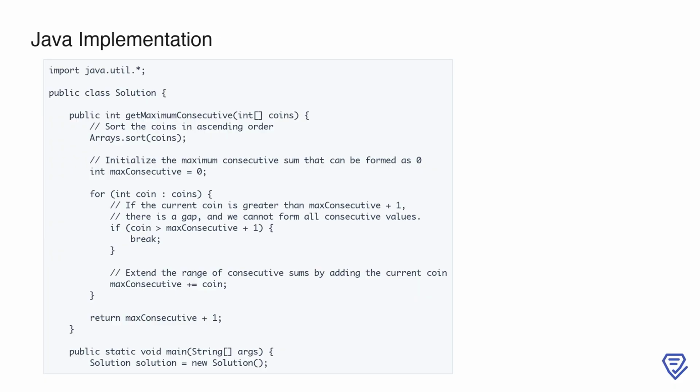The key idea here is to check if the current coin is greater than maxConsecutive plus 1. If it is, this means there's a gap, and we can't form all consecutive values up to that point, so we exit the loop. Otherwise, we extend the maximum consecutive sum by adding the value of the current coin. This allows us to progressively build up the range of consecutive sums we can achieve with the given coins. Finally, the method returns maxConsecutive plus 1 to include the next consecutive value after the range we've calculated.